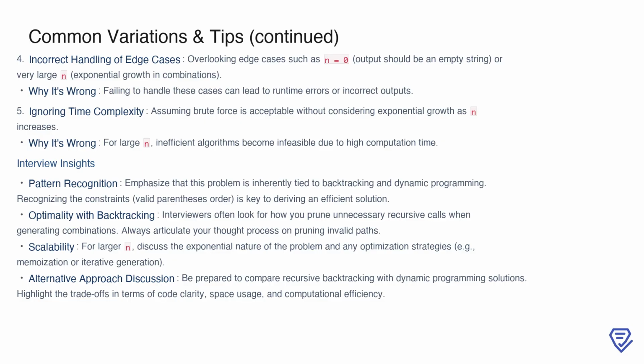From an interview perspective, this problem often tests your ability to identify patterns, particularly the connection to backtracking and dynamic programming. It's important to articulate how you prune invalid paths to optimize recursive calls, which demonstrates your ability to think critically about efficiency. Additionally, discussing scalability is key, explaining how you'd handle larger values of n and considering optimization techniques like memoization can set you apart. Finally, you should be ready to compare approaches like recursive backtracking and dynamic programming, weighing their trade-offs in terms of clarity, space, and efficiency.